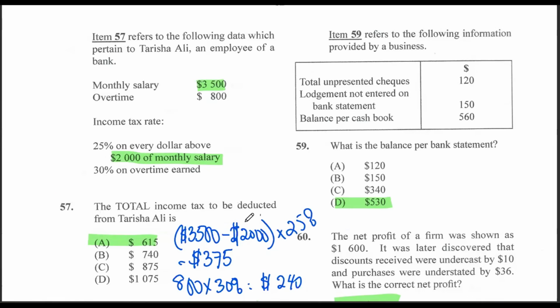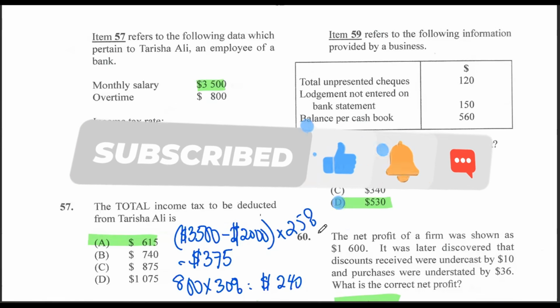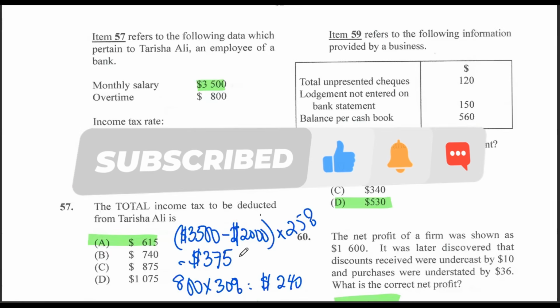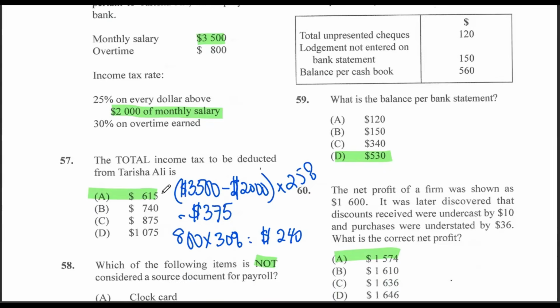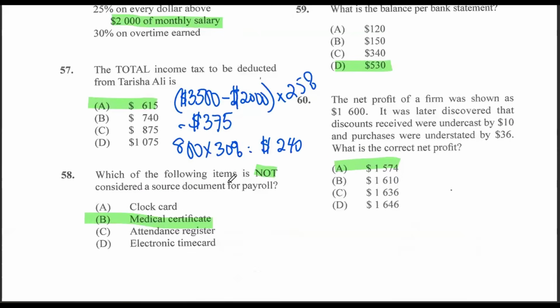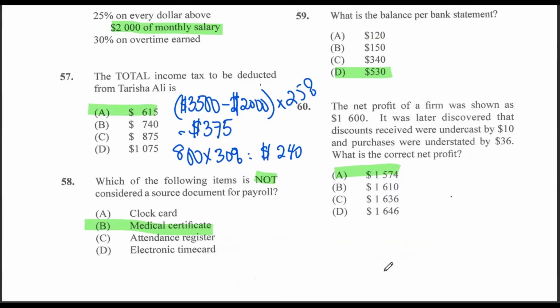3,500 subtract the personal allowance of 2,000 multiplied by 25%, $375. Then tax on the overtime, 30% of 800, gives us 240. 375 plus the 240 will give us $615. Good. Question 58, guys. Which of the following items is not considered a source document for payroll? Well, B. Medical certificate is definitely not a source document to be used for payroll.